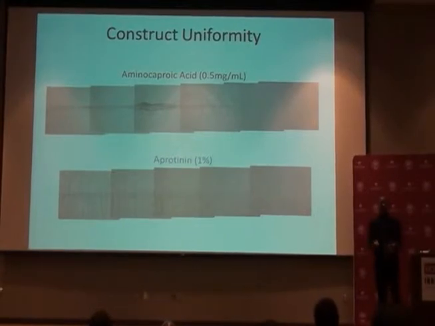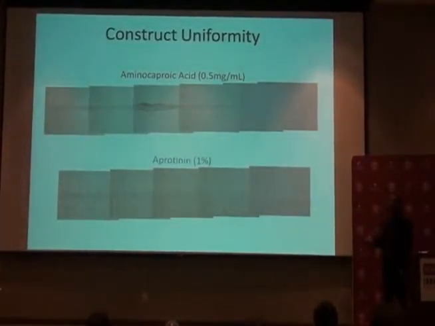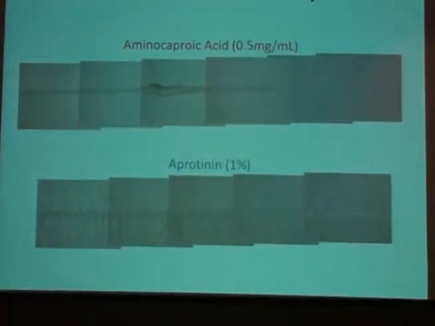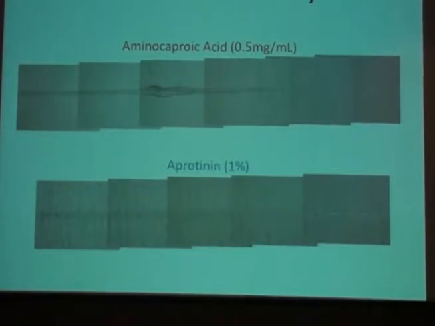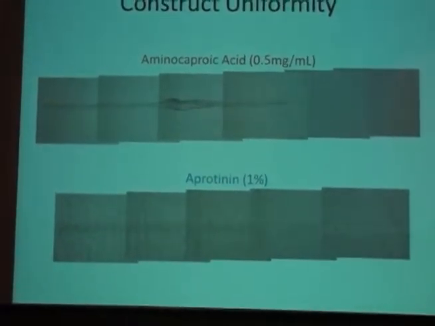We also looked at construct uniformity. So how uniform are these constructs along their length? In aminocaproic acid, we see that the constructs tend to have lumps on them, which we don't want. However, in a protein, the constructs are a lot more uniform along their length. This is good.